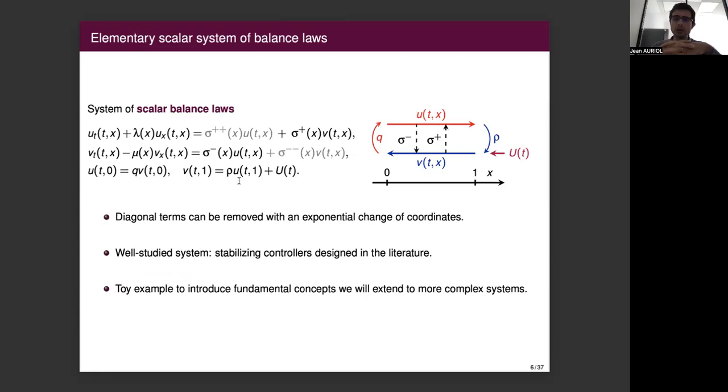Okay, so we will start with a simple system of two coupled scalar equations. It's the same system as the one I presented before, which is actuated at the boundary, except that I will consider that the sigma plus plus and sigma minus minus terms are equal to 0, because you can always perform a change of coordinates to get rid of these terms. This kind of system is well known and well studied. You have stabilizing controller designs in the literature, but I will use it as a toy example to introduce fundamental concepts that I will later extend to more complex systems.